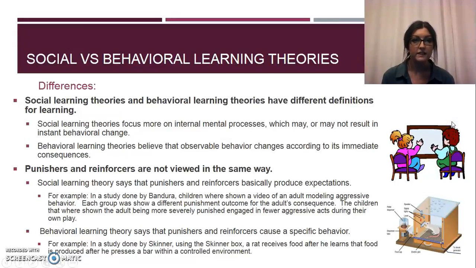The differences are that social learning theories and behavioral learning theories have different definitions of learning. Social learning theories focus more on internal mental processes, which may or may not result in instant behavioral change. Behavioral learning theories believe that observable behavior changes according to its immediate consequences. Punishers and reinforcers are not viewed in the same way. Social learning theory says that punishers and reinforcers basically produce expectations, whereas behavioral learning theory says that punishers and reinforcers cause a specific behavior.